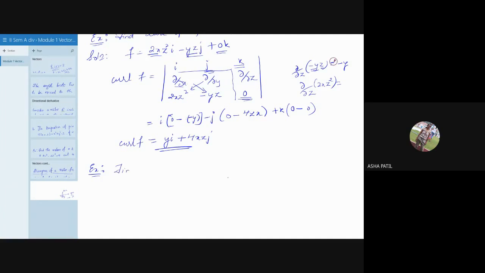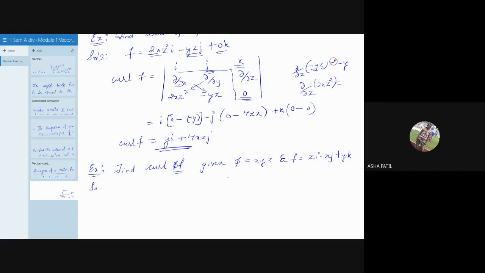Find curl phi f, given phi is equal to xyz and f is equal to zi minus xj plus yk. So to find curl of phi f.